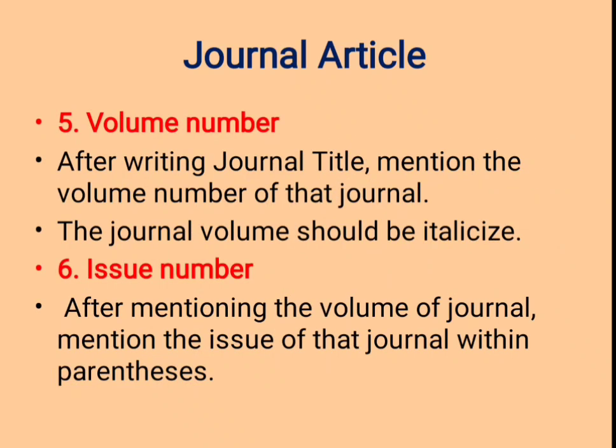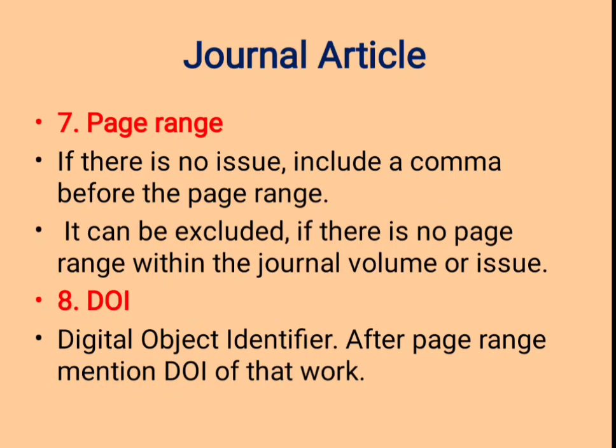Fifth information that we needed while writing the journal article reference is the volume number of that journal. After writing the journal title, mention the volume number of that journal, and this volume number should be italicized. Then we have to write the issue number. After the volume number, mention the issue of that journal, but this issue number should be written within parentheses.